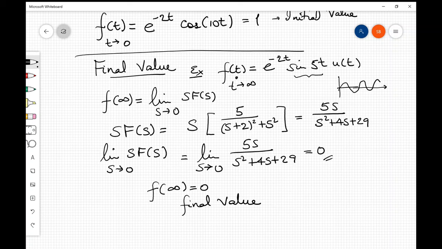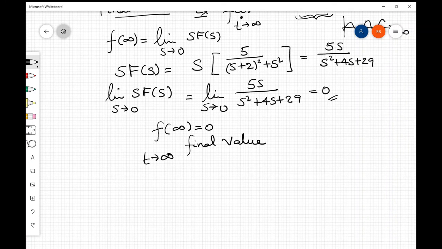Mind you, we couldn't compute this directly from the function because of the presence of this sine. We do not know what value the sine function is going to take as t approaches infinity. Alright, so that tells us the final and initial values.